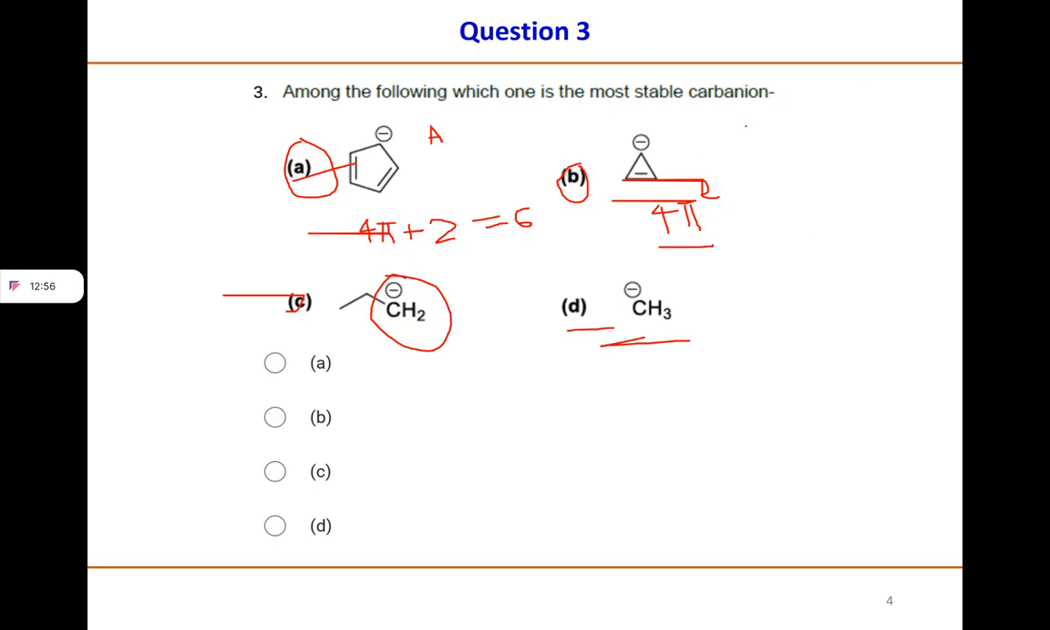So if we talk about the order, A is the most stable carbanion, then we'll go to D, then C, and then B, because anti-aromatic compounds are always the least stable. Okay, so the correct answer is option number A.